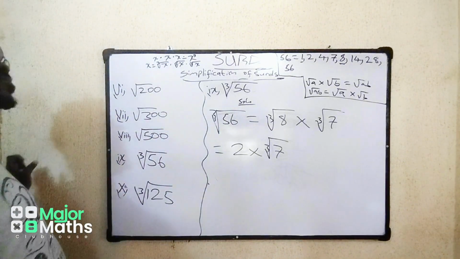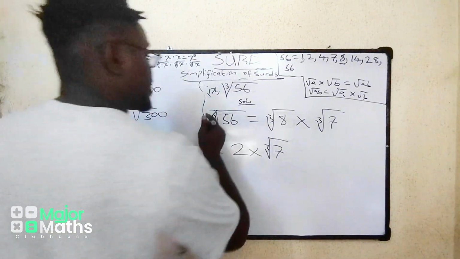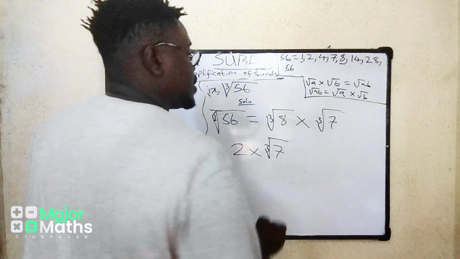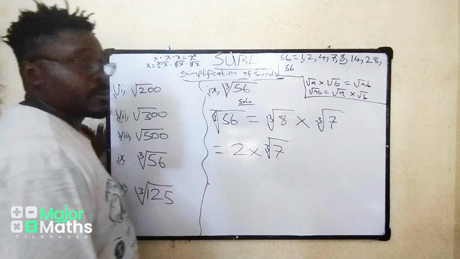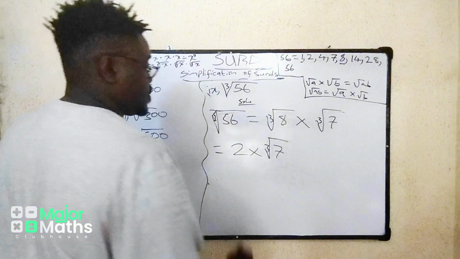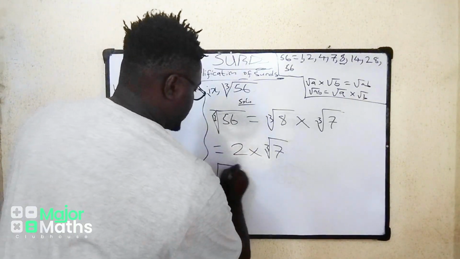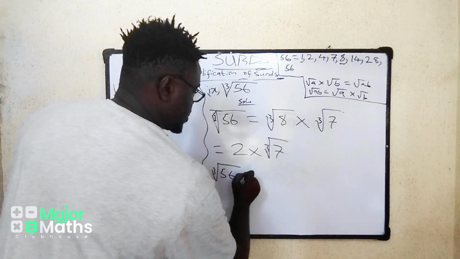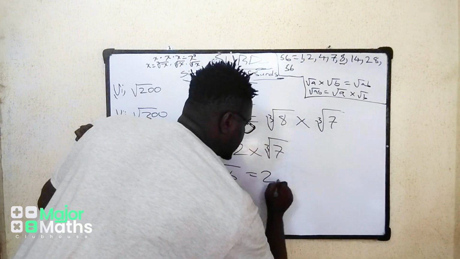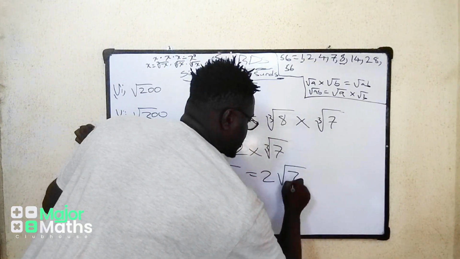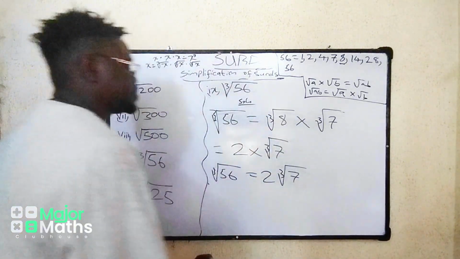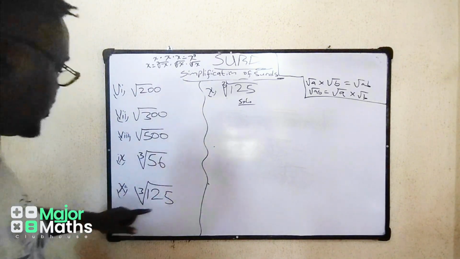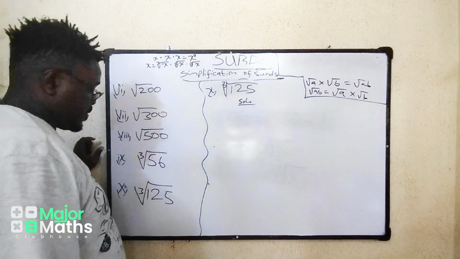Again, always remember, since we started with this cube root, that is what we're going to continue with here. So therefore, cube root 56 is going to give you 2 cube root 7. All right, I think we've come to the final one, which is cube root 125.